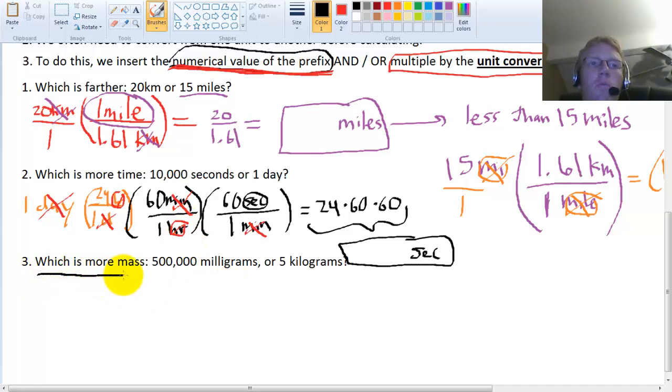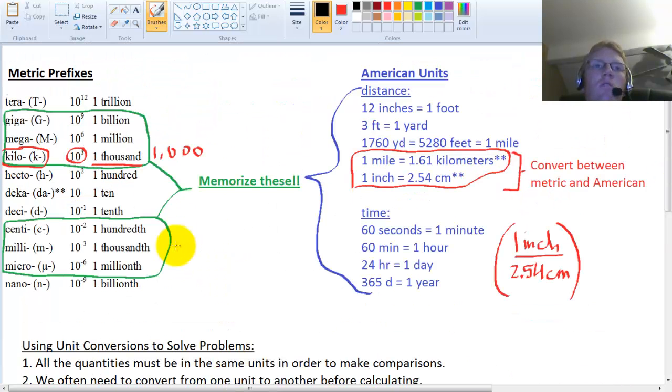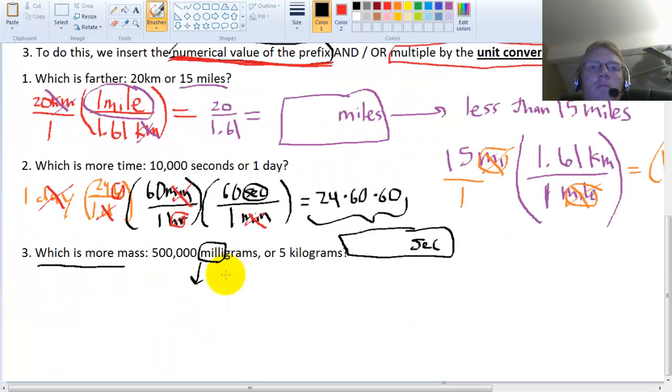Okay, which is more mass? 500,000 milligrams or 5 kilograms, okay? This one is easier because we're dealing with just the metric system. So what does this milli mean? Milli means, scroll up and refresh your memory, milli means 10 to the negative third, or 1/1000th, right? 10 to the negative third means divide by 10 to the third.